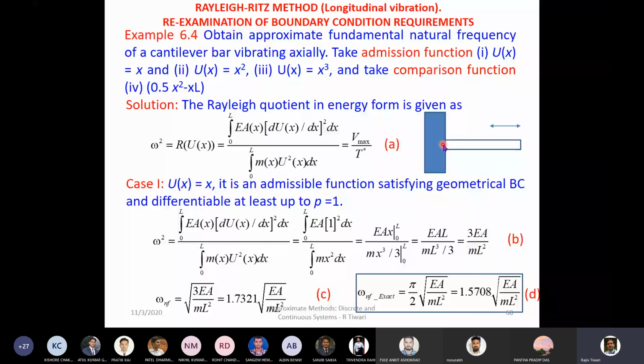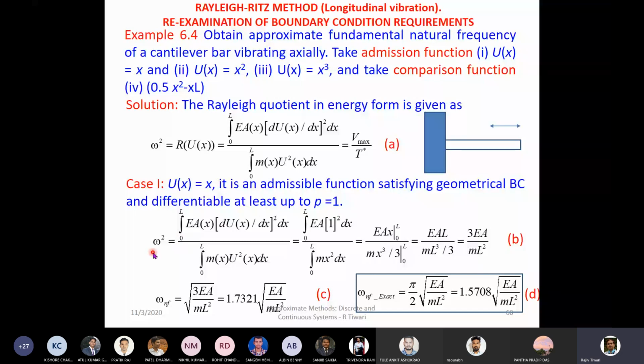What about the geometrical boundary condition? We know that at the fixed end, displacement should be 0. If we put x equal to 0 here, it is satisfied, that is 0. We are not bothered about the natural boundary condition in the admissible function. Once it satisfies the geometrical boundary condition, we are happy with that. Now we'll substitute this function, and at present I'm taking only one function, not two.